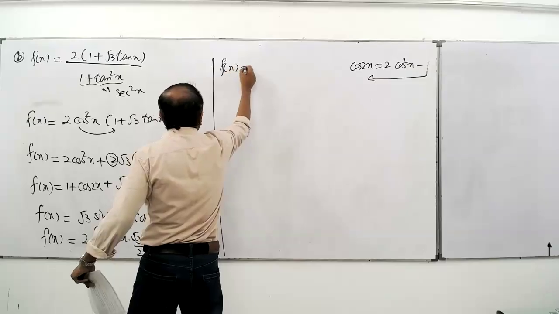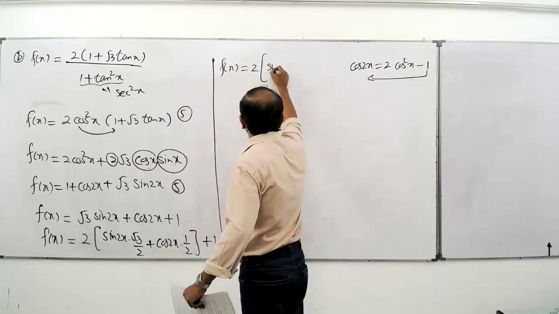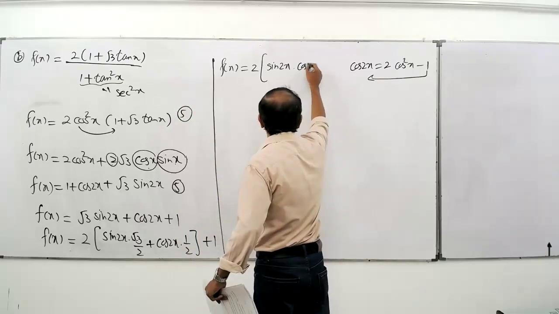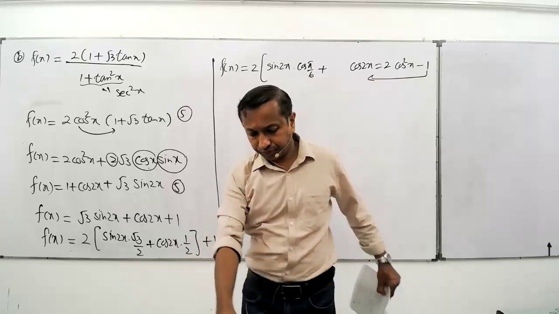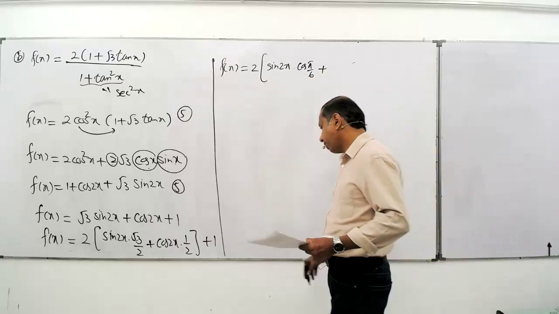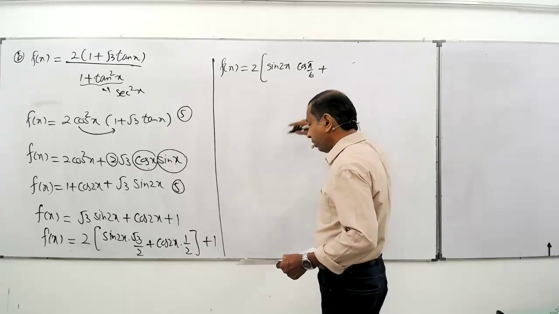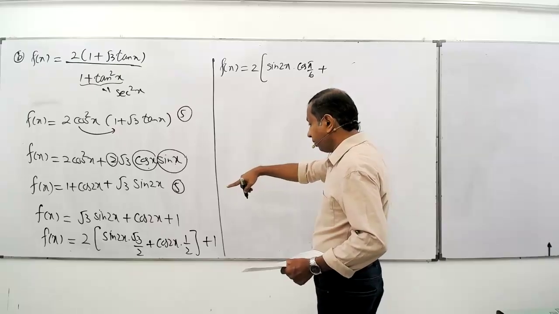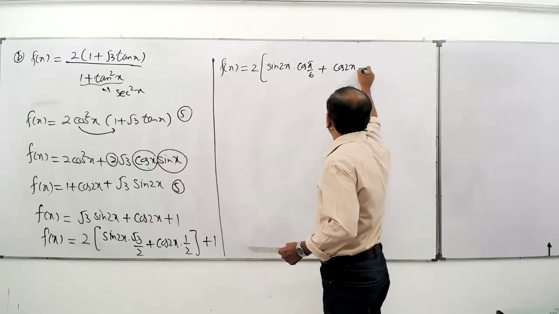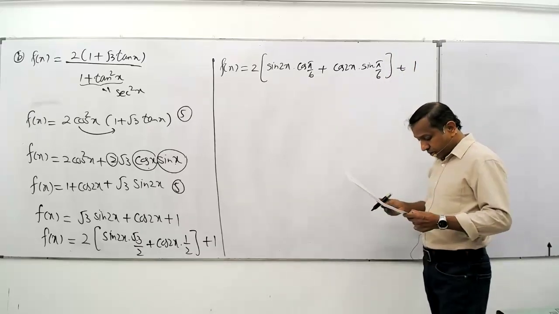Now equals 2 times sin 2x. Then I use root 3 by 2 as cos 30, cos pi by 6. Cos pi by 6. Right. Okay. And here, half you can write as, wait, I made a mistake. Sin 2x cos pi by 6 is correct. And the cos 2x, this one you can write sin pi by 6 because sin 30 is half, no? That's one. Okay.